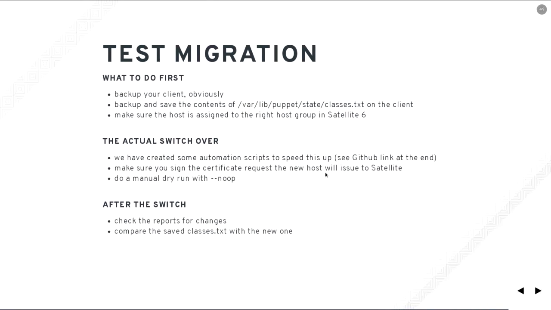So the first step, you want to back up your client. We want to capture something that will give us an easy, quick indication, this classes.txt file, to see if we start applying Puppet modules from the Satellite server, do I get the same classes actually implemented on the box? And did I put it in the right host group? Because that's obviously the first test.